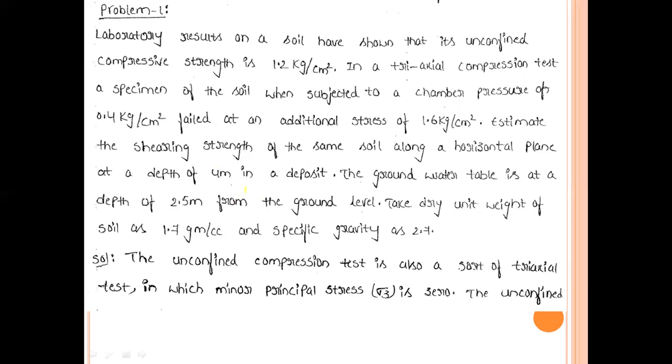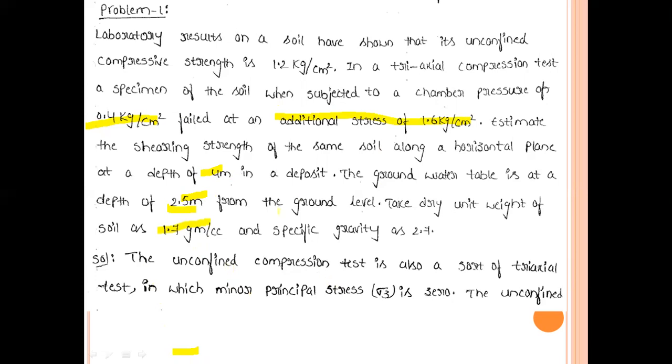Here given the chamber pressure 0.4 kg per centimeter square. It fails at the additional stress 1.6 kg per centimeter square, and depth is 4 meters from the horizontal plane, and groundwater table depth is 2.5 meters from ground level, and here dry unit weight is 1.7 gram per cc and specific gravity G is 2.7.